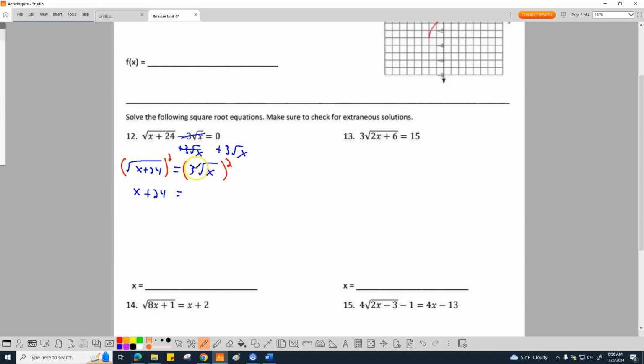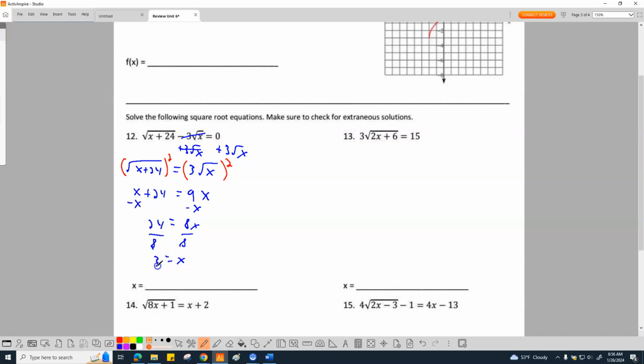And now, this is 3 times the square root of x. You have to take the square of 3 as well. So we get 9. And then since this is just an x by itself, we can just remove the square root, and you end up with 9x. Hooray for us. Now we're going to get our x's together. So I'm going to subtract my x on both sides. There we go. And I end up with 8x equals 24. And I'm going to divide the 8 out on both sides. And I end up with x equals 3.